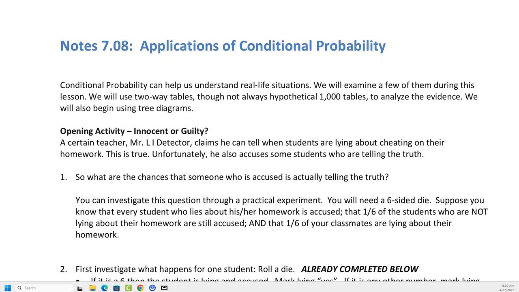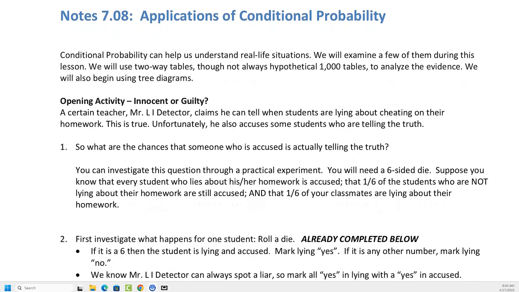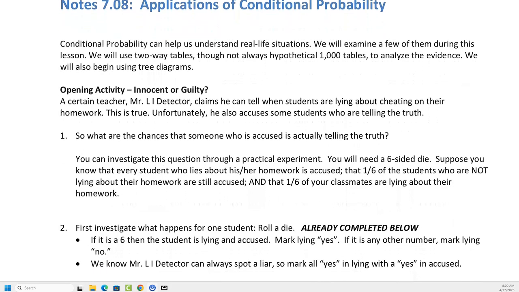So today we're going to do section 8, where we're going to talk about applications of conditional probability. Notice at the top it says conditional probability can help us understand real life situations. We will examine a few of them during this lesson. We will use two-way tables, though not always hypothetical 1,000 two-way tables, to analyze the evidence. We will also begin using tree diagrams.